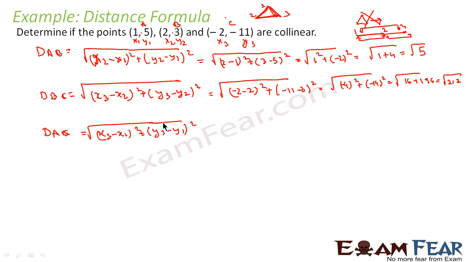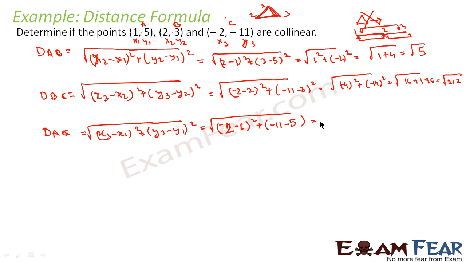See, don't get too confused. x3 minus x1 squared, or we can also say x1 minus x3 squared, are one and the same thing, because once you square, the negative sign goes off. Correct? So this is nothing but root of (x3 minus x1) squared. x3 is minus 2, x1 is 1. So (minus 2 minus 1) squared plus (y3 minus y1) squared. y3 is minus 11, y1 is 5.